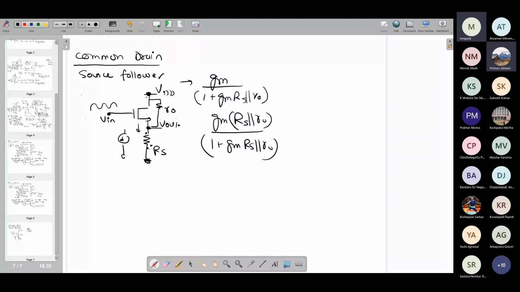And then, if I assume that RS parallel RO times GM is much greater than 1, the denominator will cancel out and become approximately 1. So ultimately, it depends upon this factor GM-RS. If GM-RS is ensured to be much higher than 1, then the gain will be approximately 1. In case you have RS finite and not so high, the gain will not be exactly 1, it will reduce. As you reduce RS, the overall gain will also reduce and become lower than 1. So this is one thing.